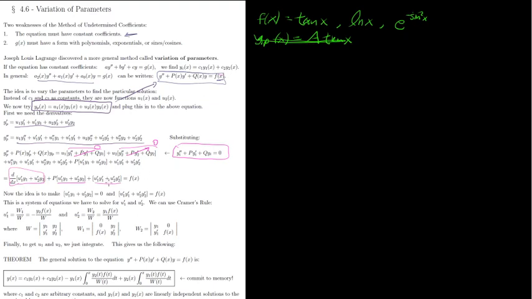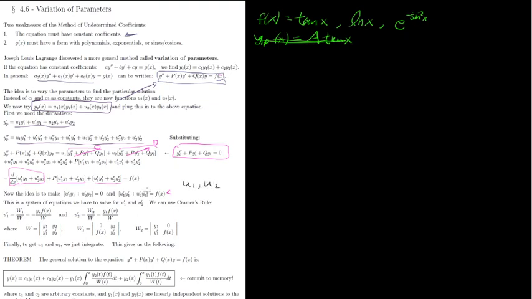Why? Because it works. I mean, there's nothing deep going on here. It's like just pick these equal to 0 and this equal to f of x, and it should work. And you get your system of 2 equations and 2 variables here, right? The 2 variables here being u1 and u2. That's what we're solving for.